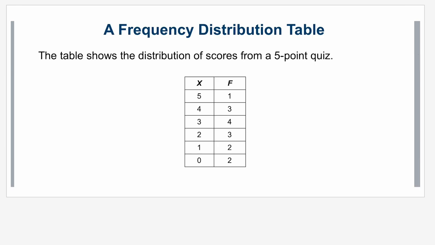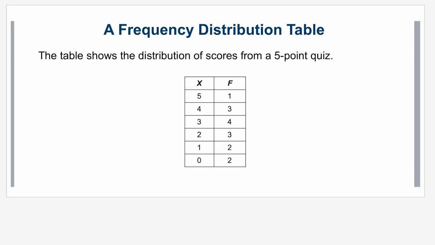So this is a table showing a distribution of scores from a 5-point quiz. This is table 15.1 in your book. You see the first column is labeled X, which means that's the score. That's the type of score they could have scored on this 5-point quiz. That's why it's called categories, because they either scored a 5 or a 4 or a 3 or a 2 or a 1 or a 0. They couldn't have scored multiple things, right? So whatever their score was on this 5-point quiz is there.